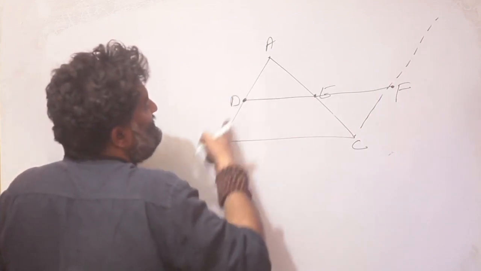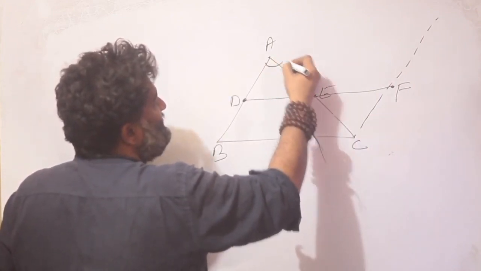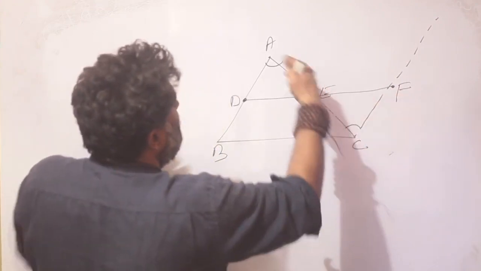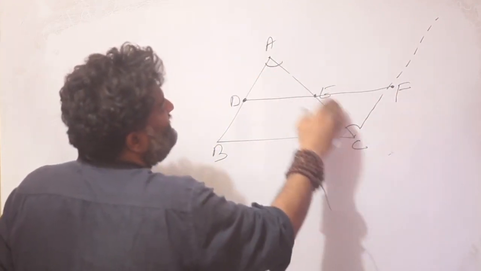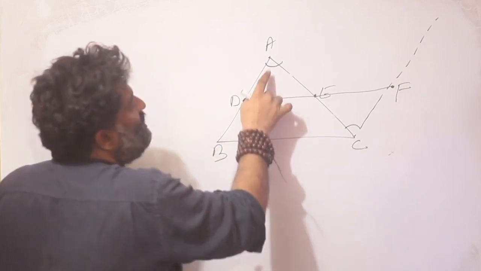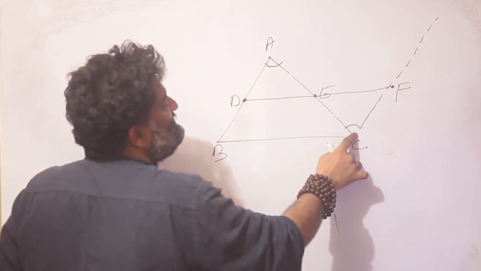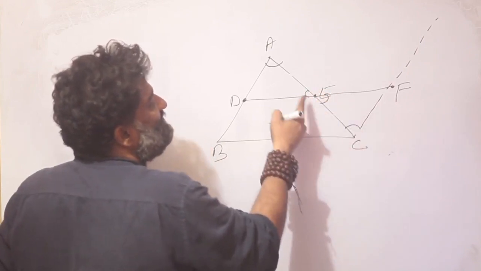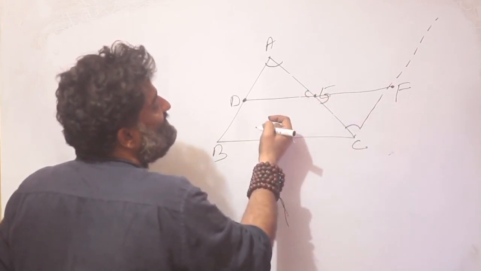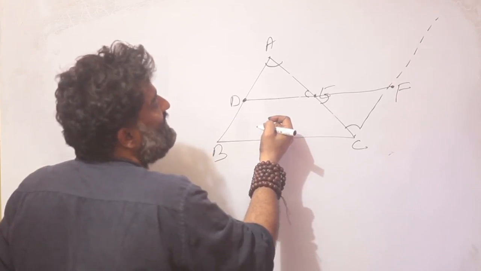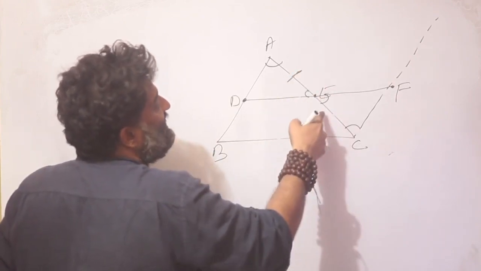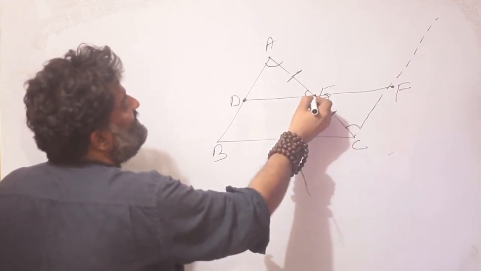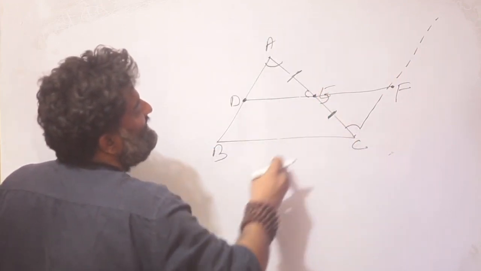Now, because these two lines are parallel, these will be the alternate interior angles. These are the parallel lines, this is the transversal, these are the alternate interior angles. So this angle is equal to this angle. Moreover, this angle is equal to this angle because of vertically opposite angles of two lines intersecting each other. And AE is going to be equal to EC. Why is that? Because I know E is the midpoint of line AC.